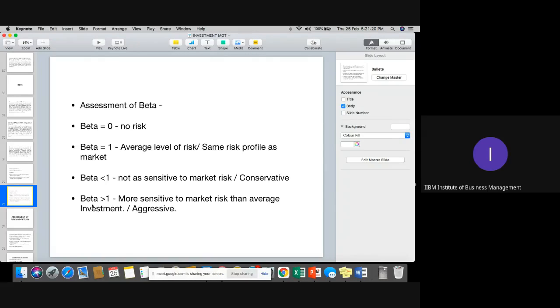So it is high risk, less risk, average risk, and no risk. Please note down fast, because this is the assessment of beta we have. And whenever we conclude, whenever we put some suggestions, that is always based on this beta assessment only.